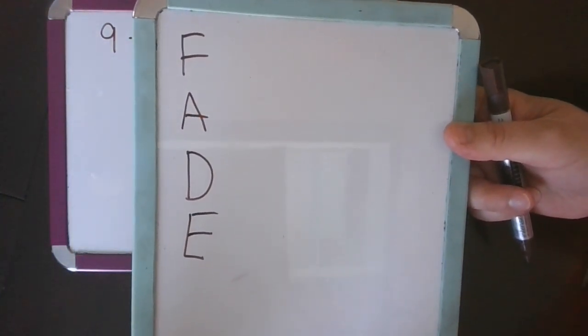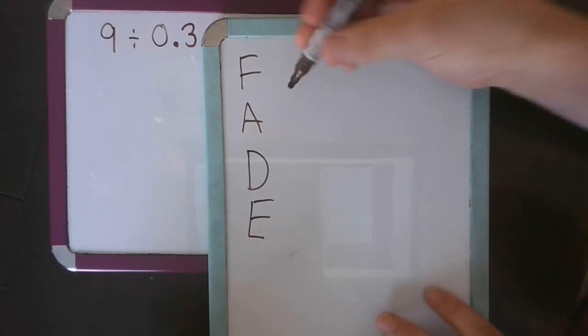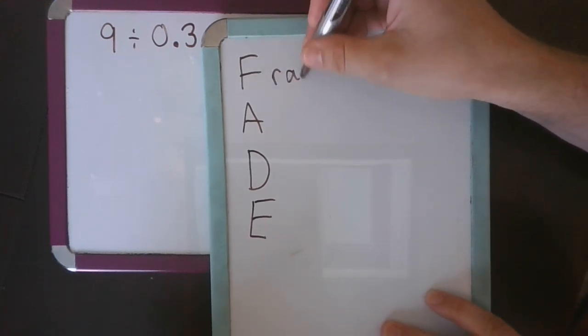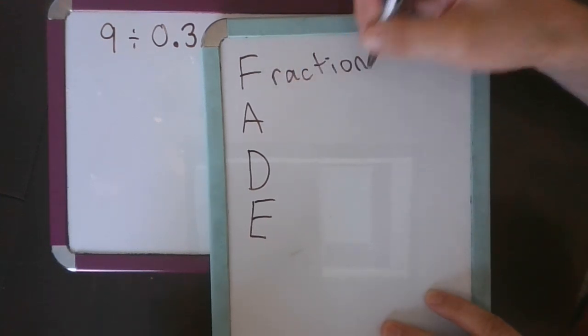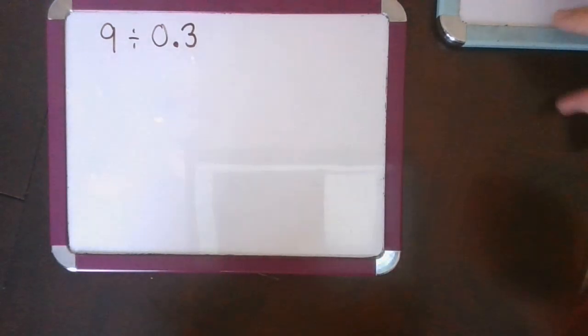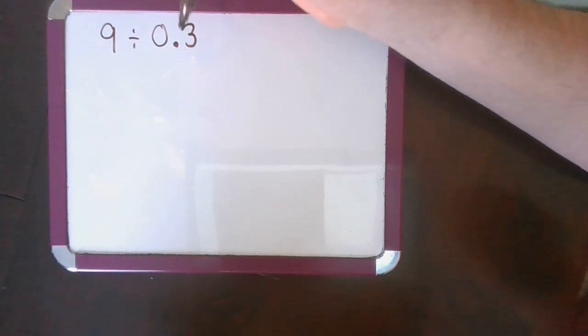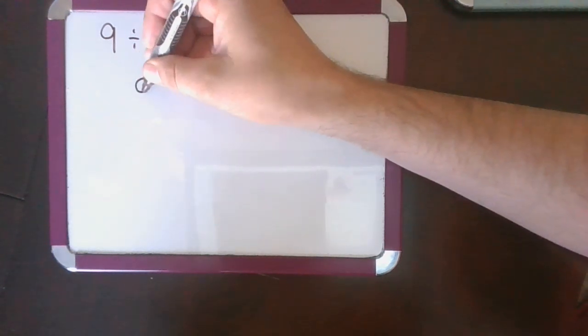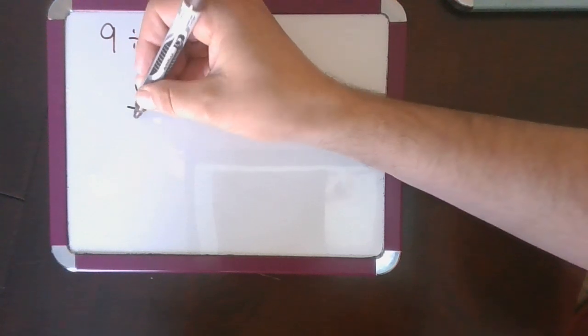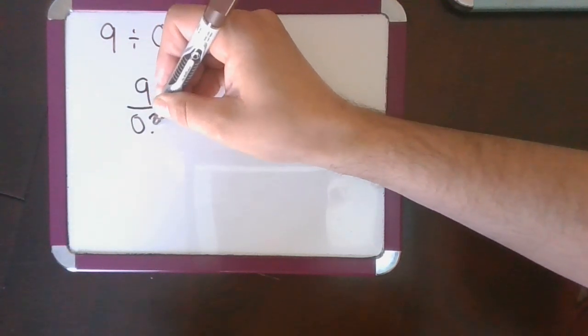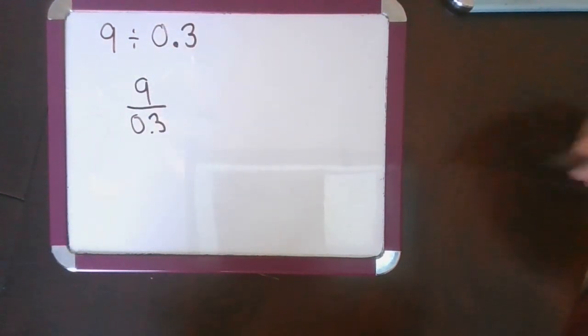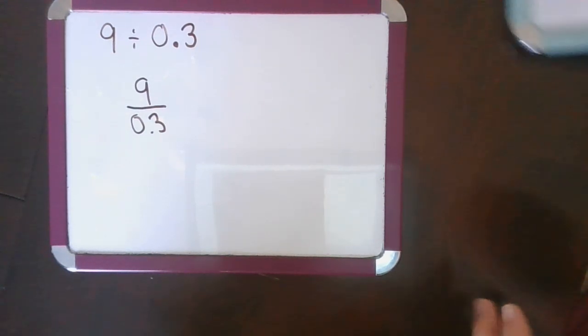So the acronym we're going to be working with today is FADE. F stands for fraction, because I just told you we were turning it into a fraction. So step one, take your division problem and turn it into a fraction, because remember, division is a fraction. That's what these are. So we are doing 9 divided by 3/10. Okay, that's what we're doing for our first step. All I did is write it out as a fraction.